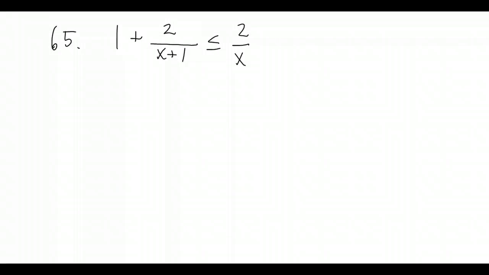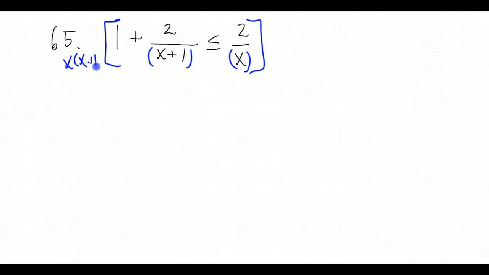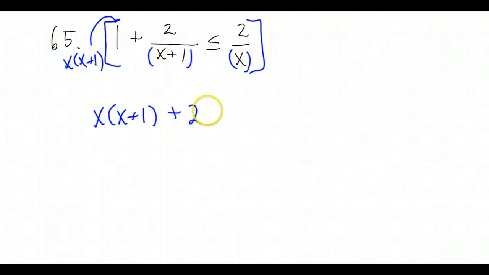Last question, it gets a little tough. Okay, let's see what happens. I'm going to multiply everything by the lowest common denominator, so I'm going to multiply everything by x times x plus 1. You multiply that by 1, you get x times x plus 1, plus 2 times x, since the x plus 1 cancels, less than or equal to 2, well, the x's cancel, so 2 times x plus 1.